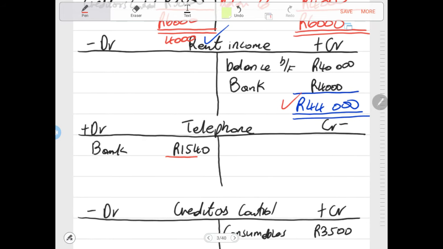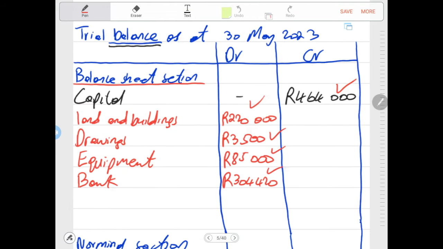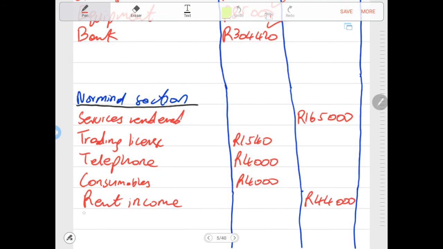We can see telephone is 1,540. The 1,540 of telephone will be recorded on the debit side, because that is the only side we have an amount, which is the debit side. And telephone is a nominal section. I have limited space here. Telephone amount is on the debit side, 1,540. And also the trading license.